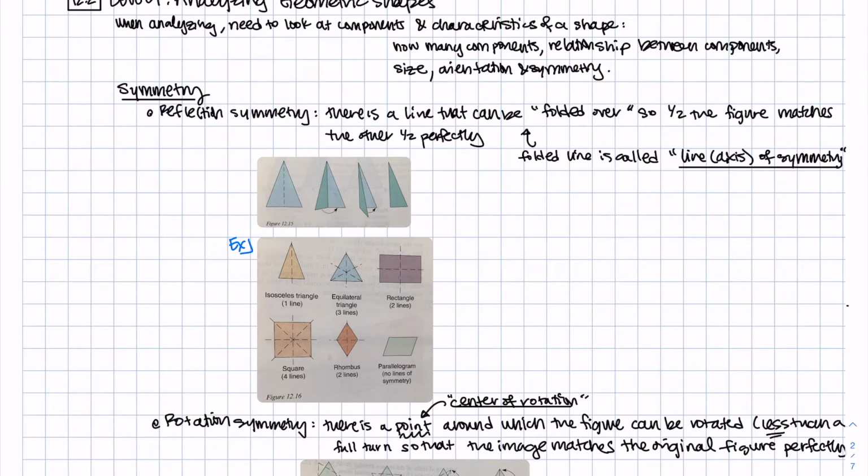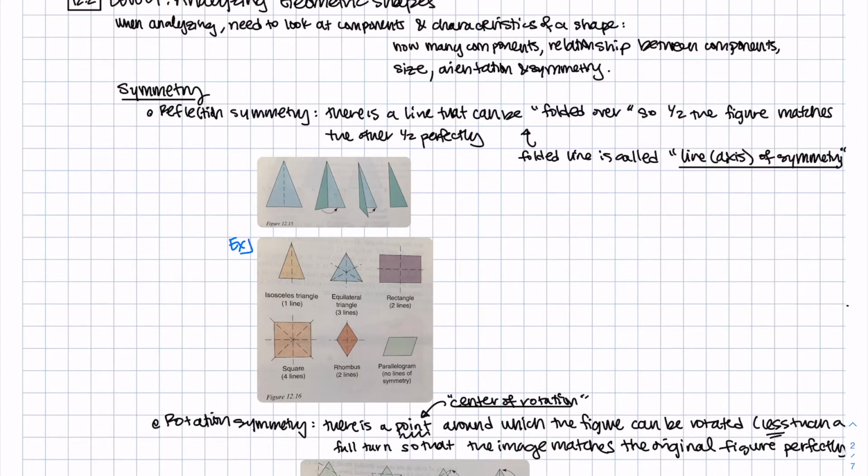Welcome back. So we're going to continue talking about geometry and specifically level one of gaining a geometric understanding. So analytically understanding geometric shapes. And when analyzing at this level, we want to look at components and characteristics of the shape.